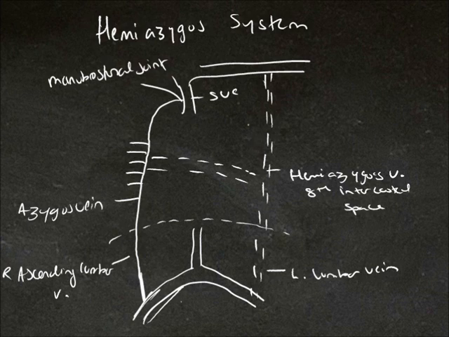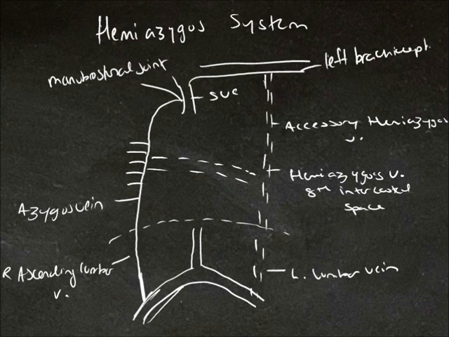or you can get an accessory hemiazygos vein joining the left brachiocephalic vein. And this system here is an anomaly, so it doesn't happen in everyone, and you can get this structure happening or you can get this structure happening.